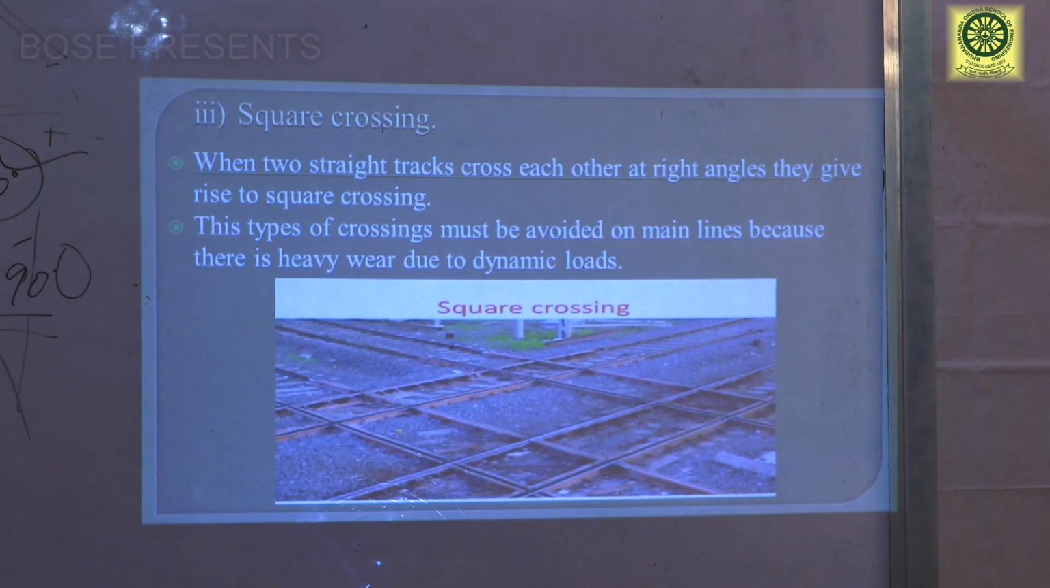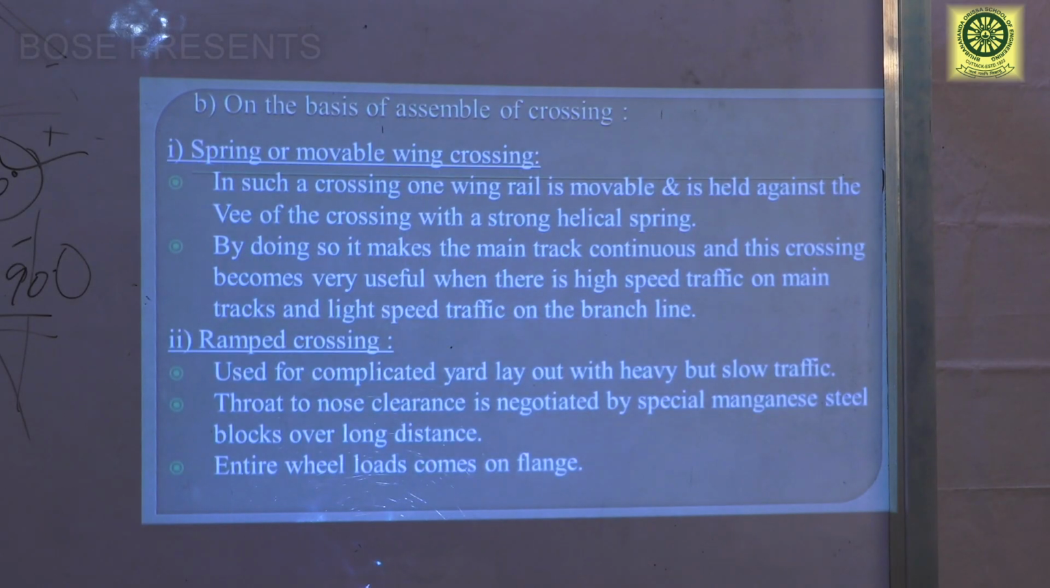Okay, so now come to the next classification on the basis of assembly of crossing. This is also divided into two types. One is spring type, another is ram type. Look at the definition. In such a crossing, one wing rail is moved and is held against the V of crossing with a strong helical spring. By doing so, it makes the main track continuous, and this crossing becomes very useful when there is high speed traffic on main tracks and light speed traffic on branch track.